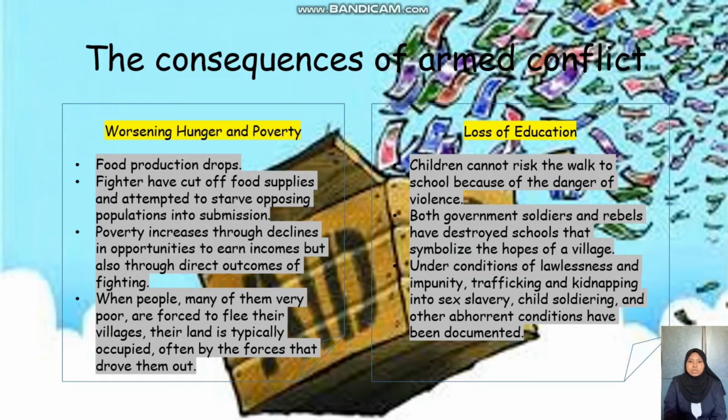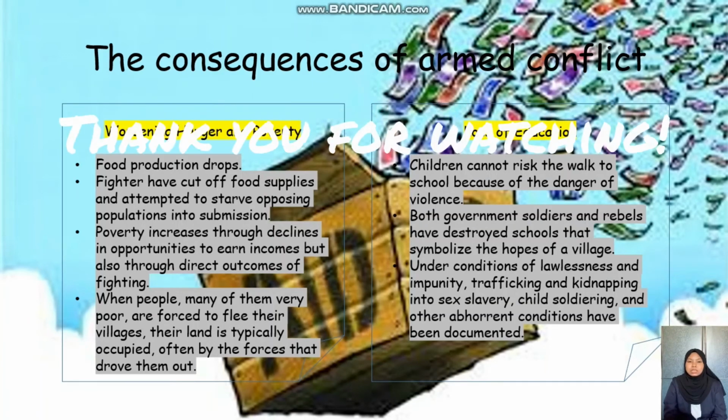Poverty increases through declines in opportunities to earn income, but also through direct outcomes of fighting. Killing or driving off farm animals is a weapon of war. When people, many of them very poor, are forced to flee their village, their land is typically occupied, often by the forces that drove them out. In the aftermath of conflict, affected areas may be slow to recover for reasons ranging from lack of working capital to poisoned resources and the dangers of landmines. Institutions to resolve property disputes may be dysfunctional and never are established.